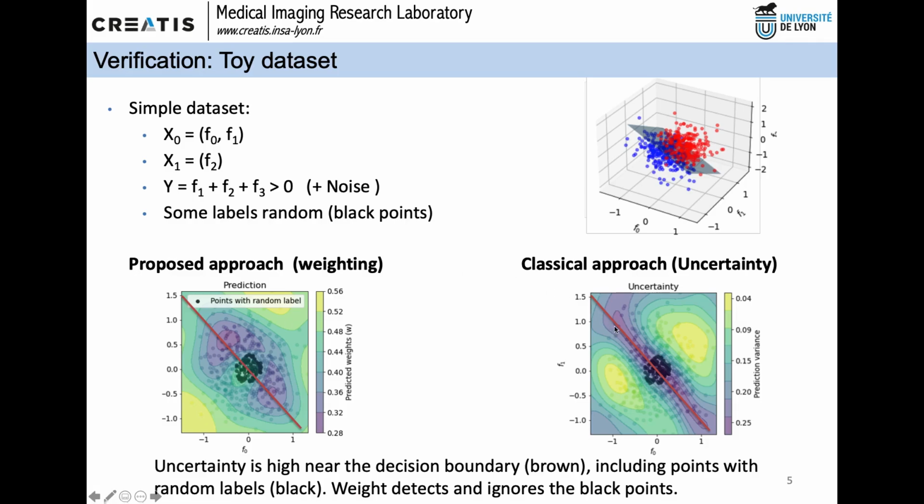In contrast, the classical method, which is based on uncertainty, takes the typical approach of getting a classifier from F0 and F1, seeing in which cases there is more uncertainty, and for those cases trying to acquire X1. However, this will include the whole decision boundary, including the points where there is no information to be gained. Therefore, this method will propose acquisitions that will have no benefit.